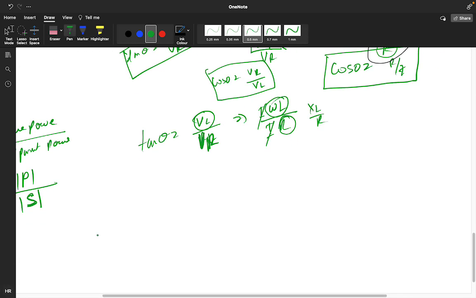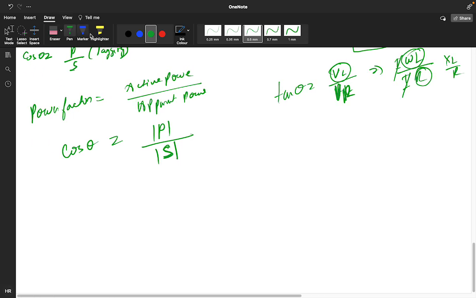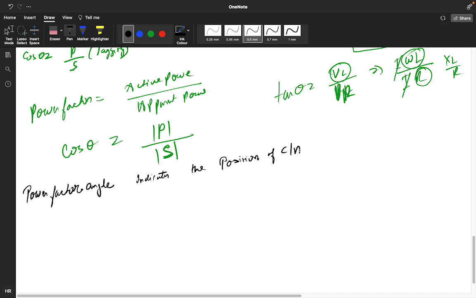So write it down. Power factor angle indicates the position of the current phasor with respect to the voltage phasor. Okay.